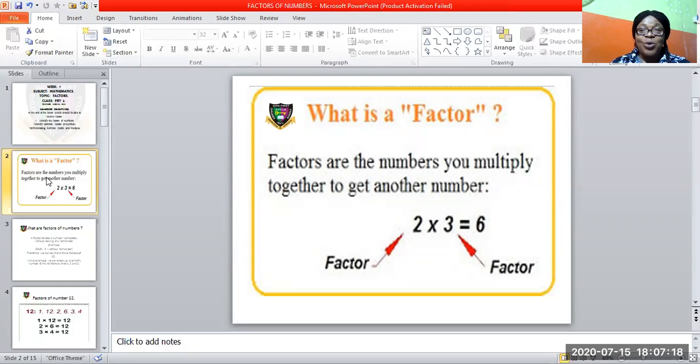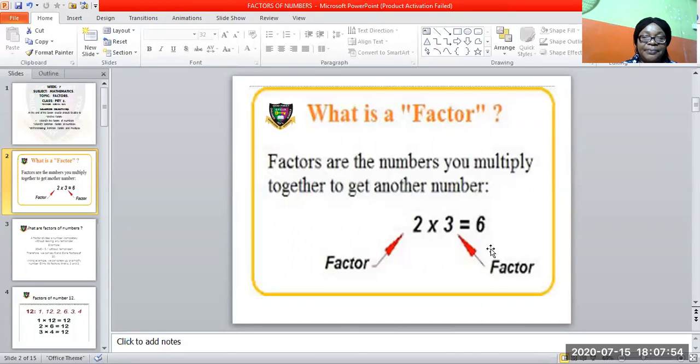According to this example, you will see that 2 times 3 is 6. Therefore, we say 2 is a factor and 3 is a factor of number 6. Number 6 is the product of 2 and 3.